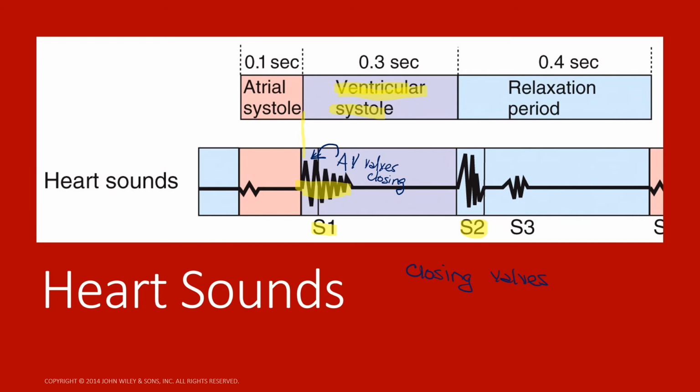Right here, you can see that at the beginning of ventricular systole is when we get that sound there. Now the second sound, S2, is quite a bit shorter, as you can see, than S1, and it's caused by blood turbulence that's associated with the closure of the semilunar valves. And this is right at the beginning of ventricular diastole. So here this is by semilunar valves closing, right here at the beginning of ventricular diastole.